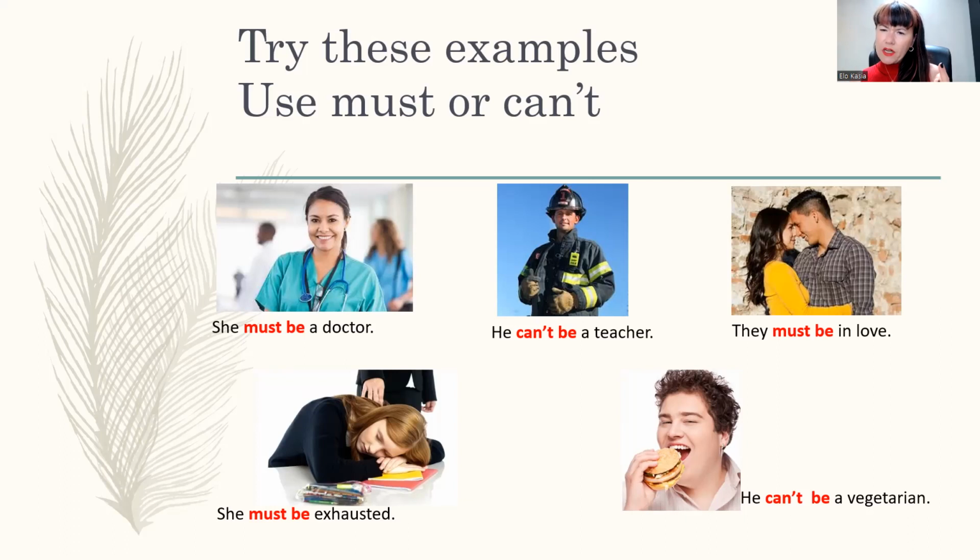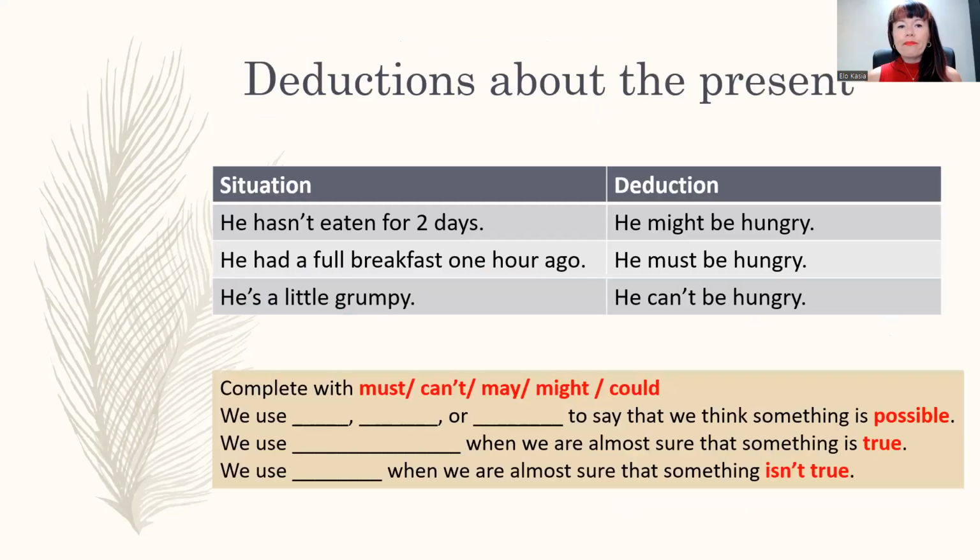So can you see what we are doing? We are making deductions. We are certain, we are sure that something is true, or we are sure that something is not true. So she must be a doctor. They must be in love. She must be exhausted, right? This is when you are sure that something is true. But when you are sure that something is not true or that something is impossible, you say, he can't be a teacher. He can't be a vegetarian. Okay.